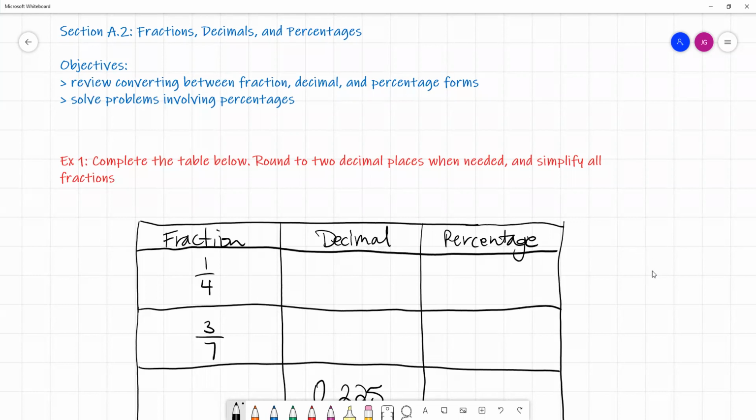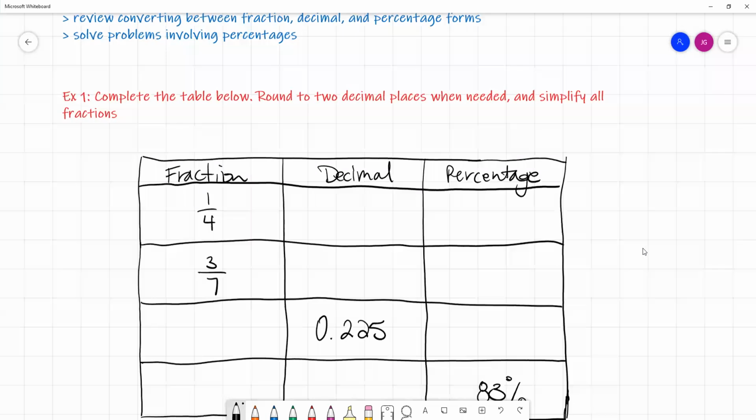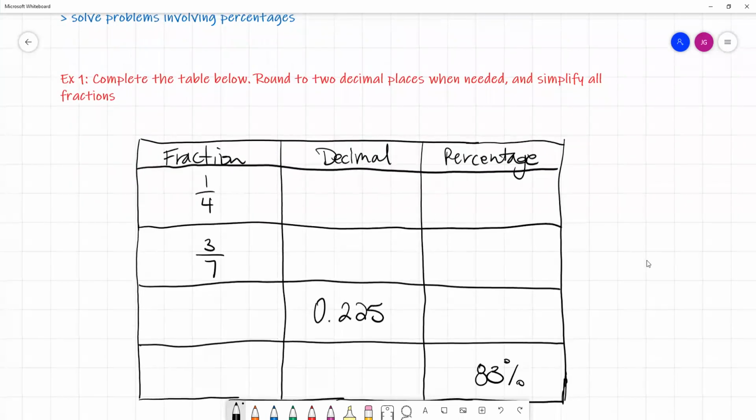Okay. So in our first example, we're going to review just exactly that, going in between all three forms by filling out this table. We'll round to two decimal places when we need to, and simplify all fractions when we need to. So we're going to start with this first one.